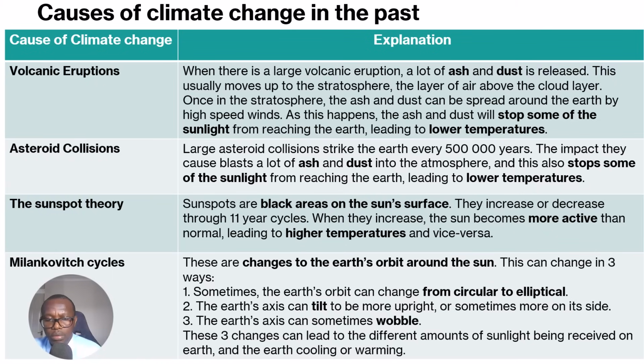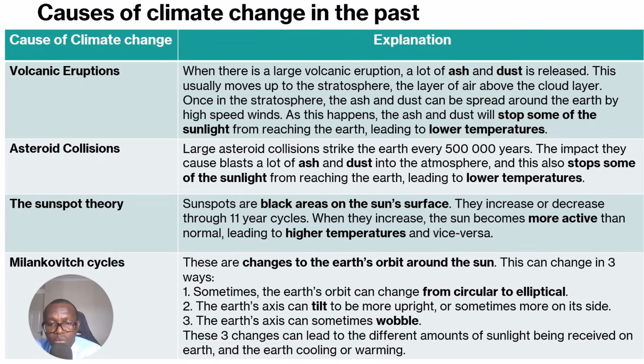We are now going to look at climate change, and our specification requires us to know about climate change from a historical perspective, as well as present climate change. As far as causes of climate change in the past are concerned, we are going to start off with volcanic eruptions. Normally, if there is a large volcanic eruption, it's going to emit a lot of ash and dust, which will then go into the atmosphere.